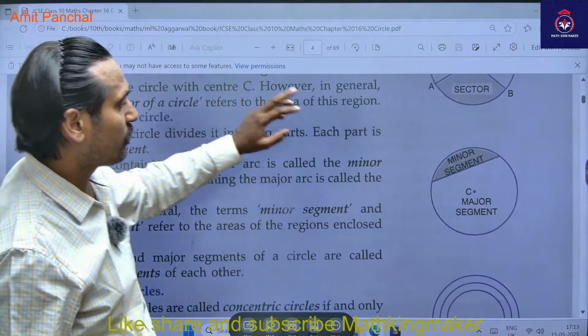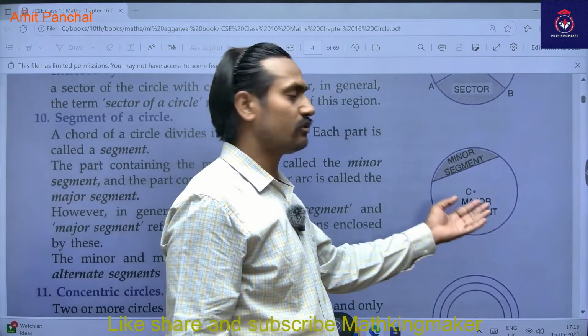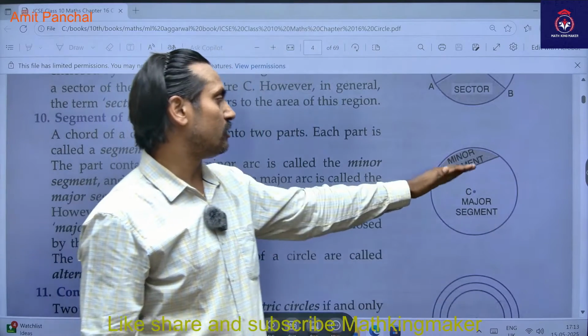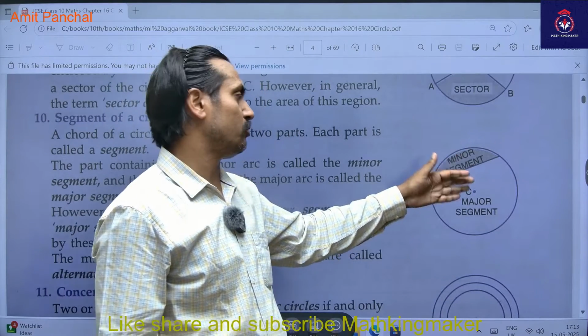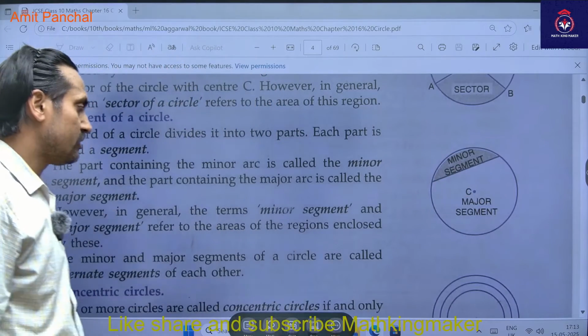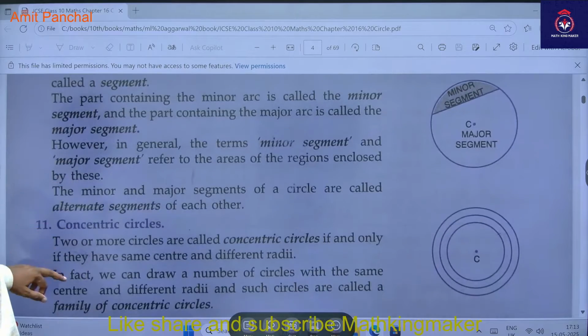Now we'll talk about minor segment and major segment. A chord divides the circle into two parts. The smaller area part is said to be the minor segment and the greater area part is said to be the major segment.